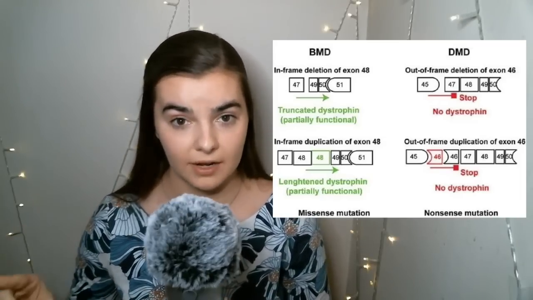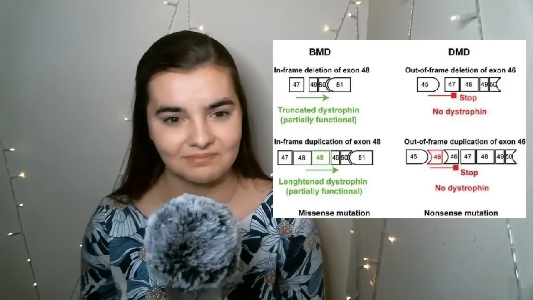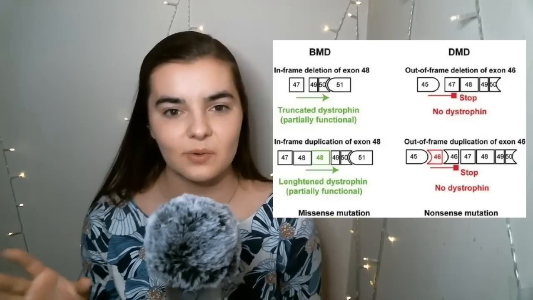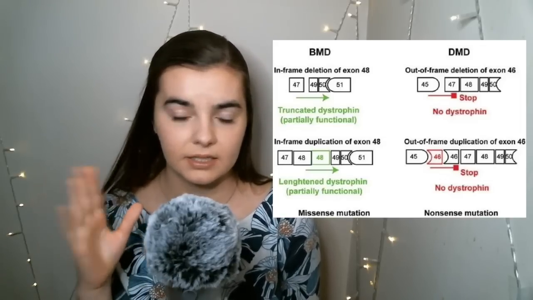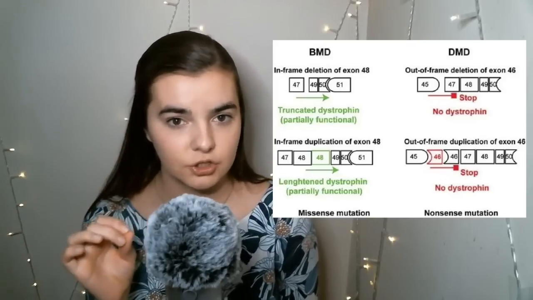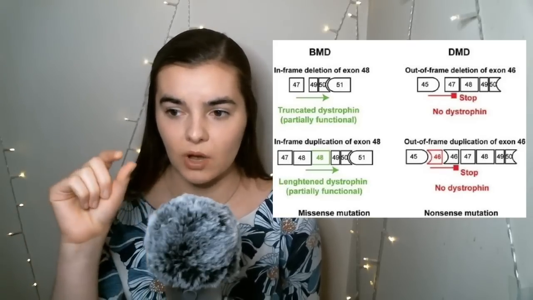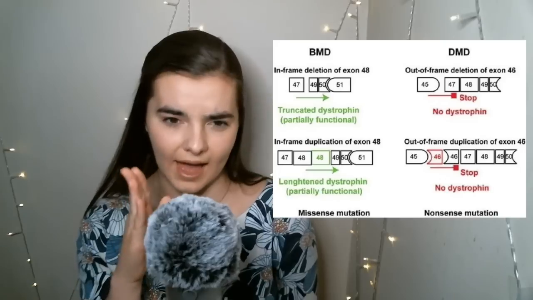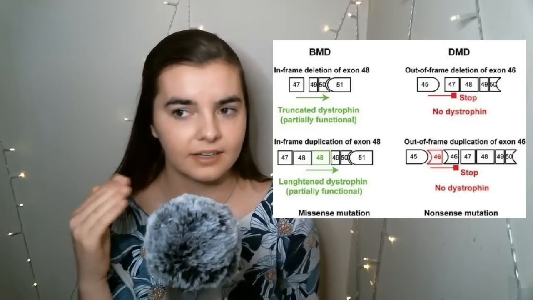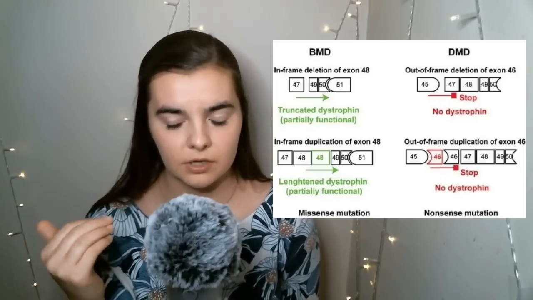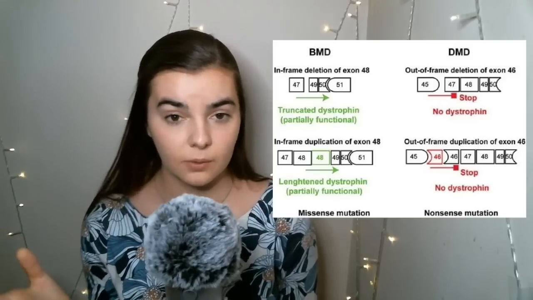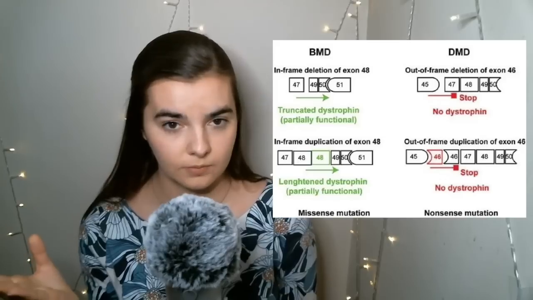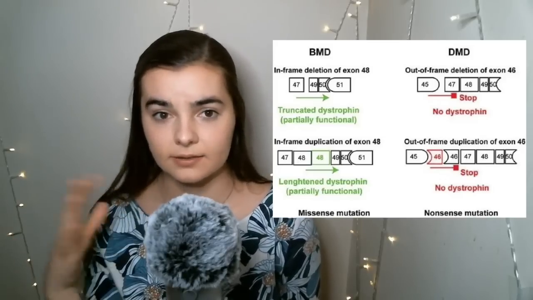However, Becker muscular dystrophy happens when you have an in-frame mutation, so you can have an insertion or a deletion in that gene that codes for dystrophin, but outside of where you have a mutation, where you're probably going to get some mutated amino acids, the rest of the dystrophin protein is going to end up relatively normal, and so you get a much less severe form of muscular dystrophy.